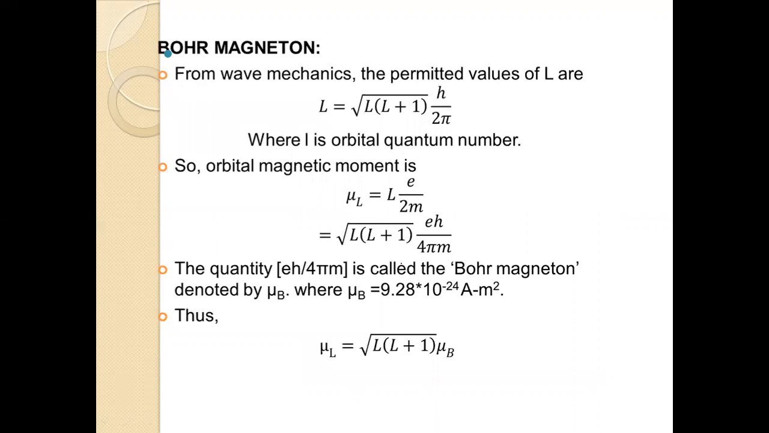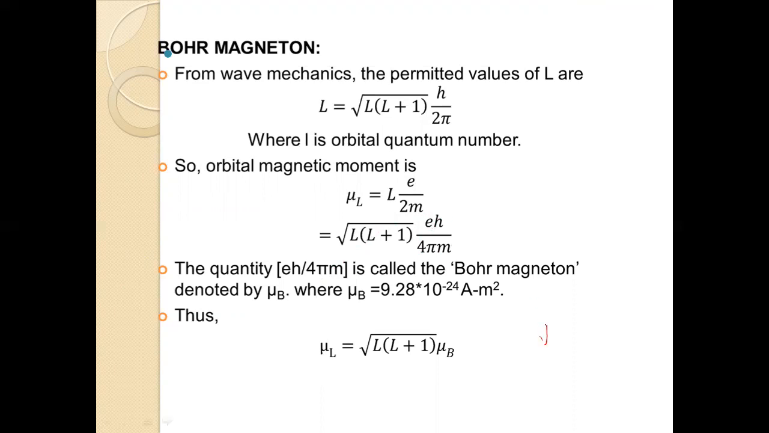So from this, let us derive an expression for the Bohr magneton, which can be derived using wave mechanics, where the value of the orbital angular momentum is root over L into L plus 1 into h by 2 pi. So the orbital magnetic moment is given by mu L is equal to L into e by 2m. Just replacing the same, you will get eh by 4 pi m. So this eh by 4 pi m is called the Bohr magneton. It is represented with the letter mu B.